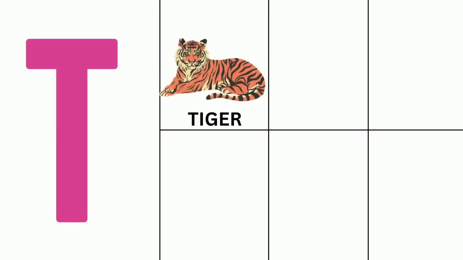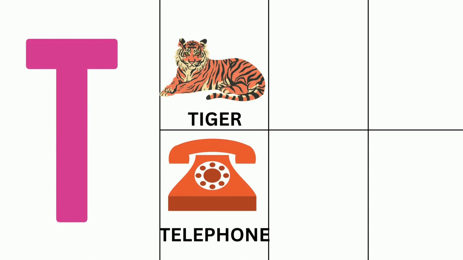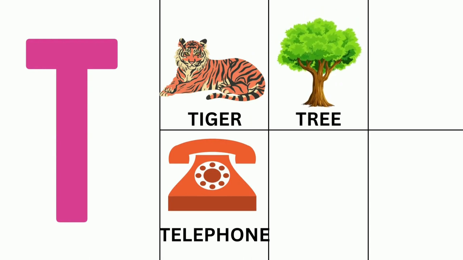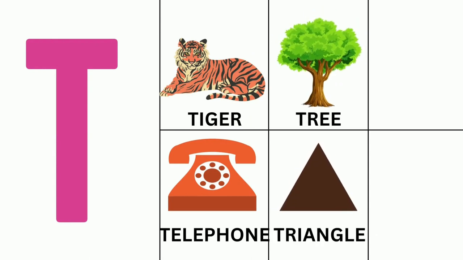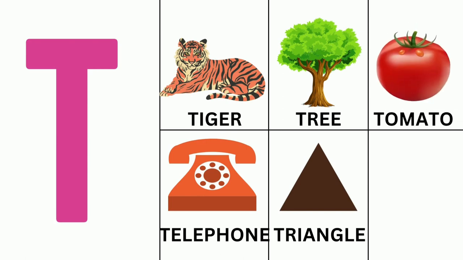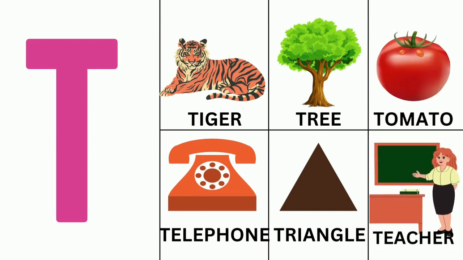T. Let's learn the word starts with T. T for tiger, T for telephone, T for tree, T for triangle, T for tomato, T for teacher.